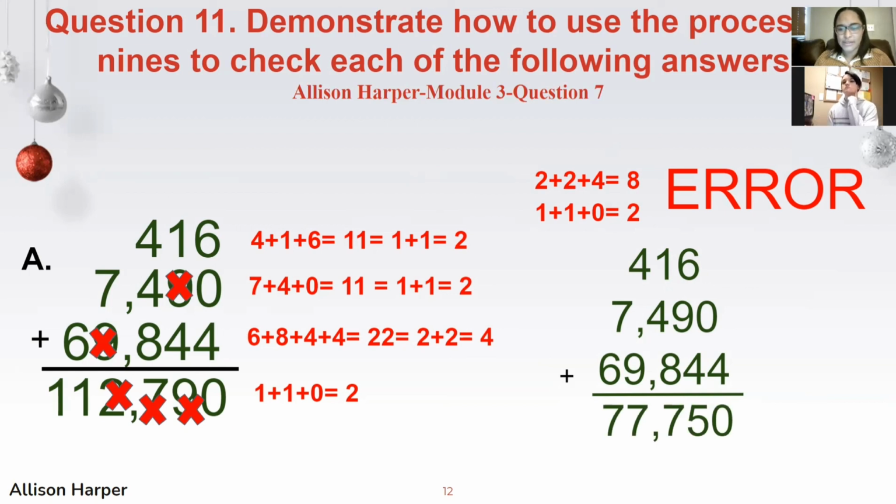And 416 plus 7,490 plus 69,844 really equals 77,750. So it's just an easy way to check your work to see if your answer is correct.